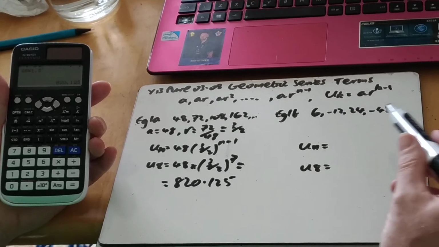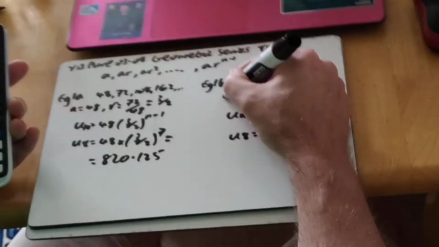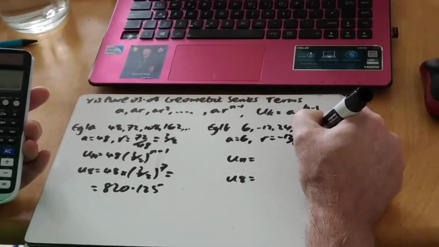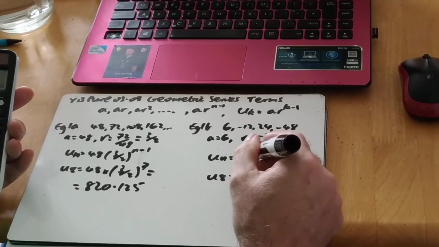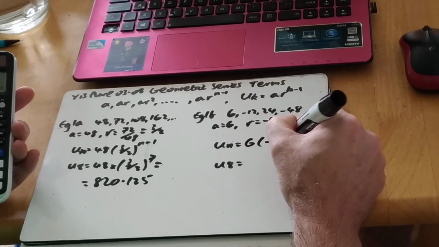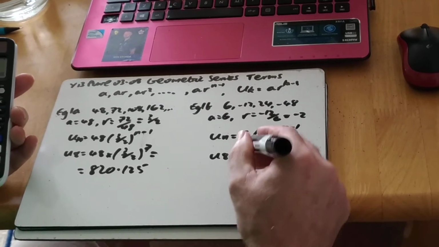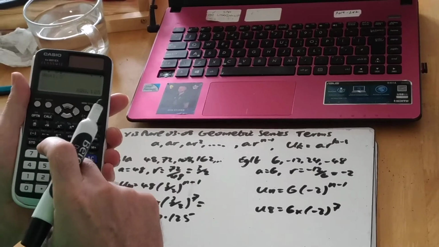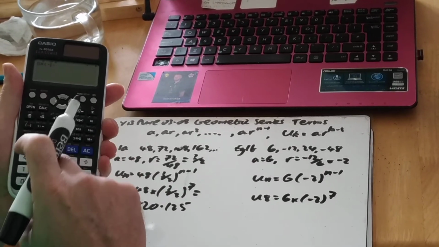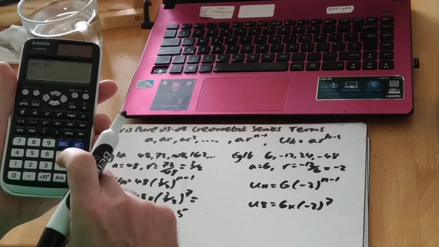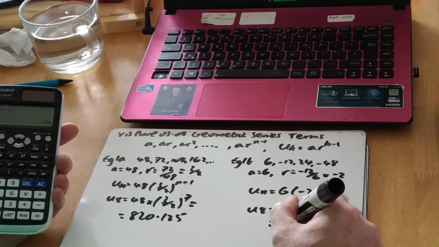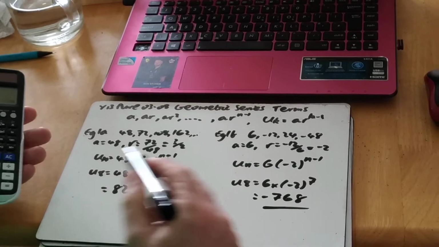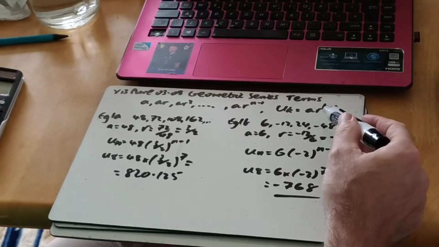Example 1b: 6, minus 12, 24, minus 48. The fact that it alternates tells me that the ratio is negative. So A equals 6 as before. R equals minus 12 over 6, which is minus 2. So our nth term then is 6 times minus 2 to the n minus 1. And our 8th term is 6 times minus 2 to the power 7. So 6 times bracket minus 2 to the power 7 equals minus 768. Nice and straightforward.